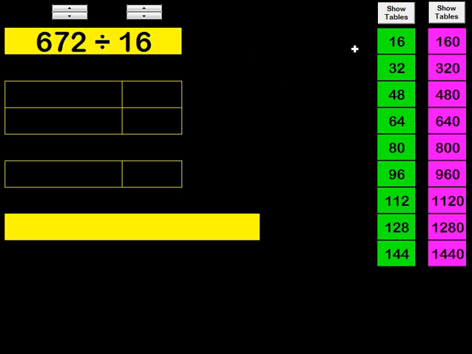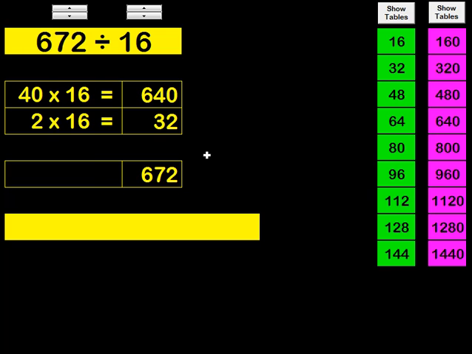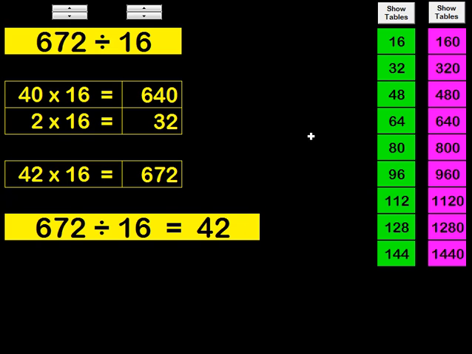So we're looking for the biggest number of 16 that divides into 672. That is 640. So we've got 40 times 16 is that. Leaves us with 32. So two 16s. So these two together make 672. 42 times 16 is 672. So using the opposite operation, we know that 672 divided by 16 is 42. Okay, that's the sheet used in its traditional way, using teaching.